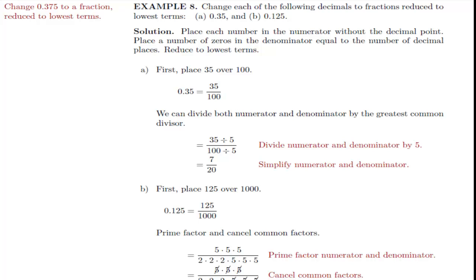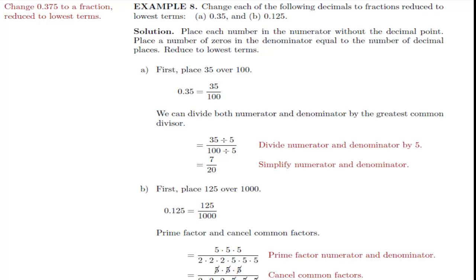We can divide both numerator and denominator by the greatest common divisor. The greatest common divisor is 5, so dividing the numerator of 35 by 5, we get 7 in the numerator. Dividing the denominator of 100 by 5, we get 20 in the denominator. The resulting fraction is 7 over 20.